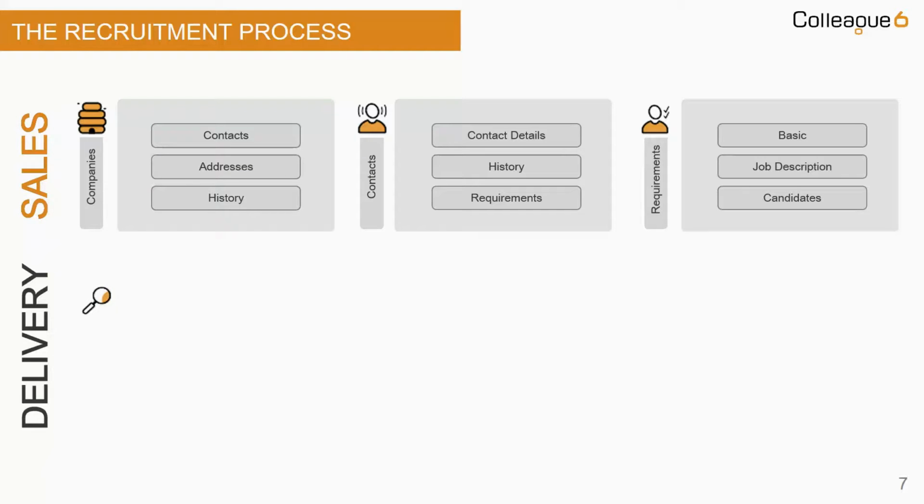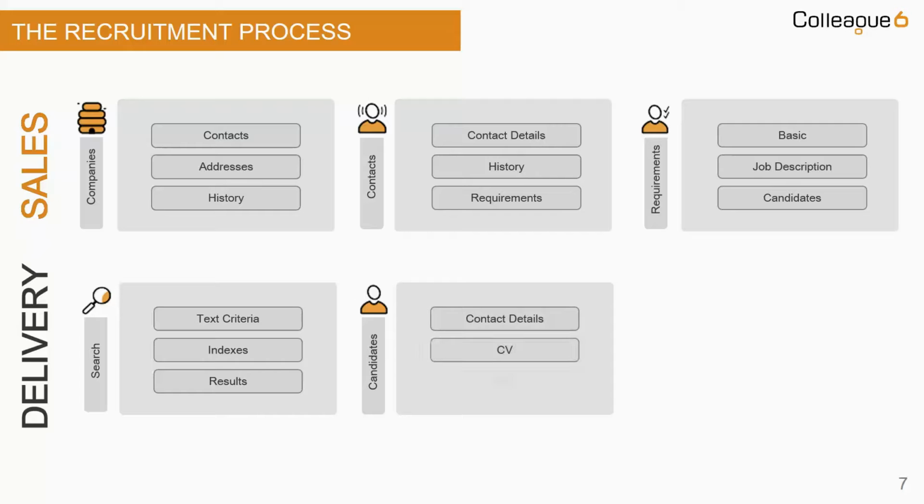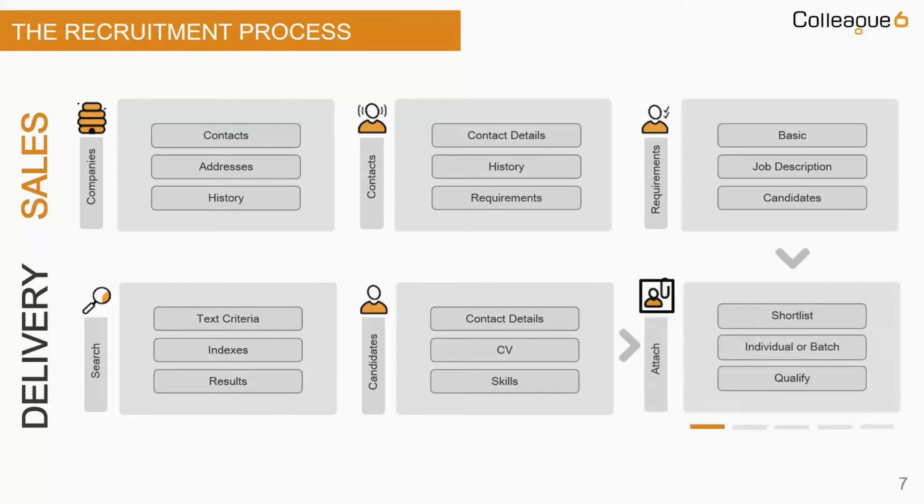Under delivery, we have search, which consists of text criteria, indexes, and the management of results. Under candidates, we look at contact details, the CV, and any associated skills. And with candidates and requirements linked, we then look at requirement workflow, starting with attach or shortlist, which can be done individually or in batch.